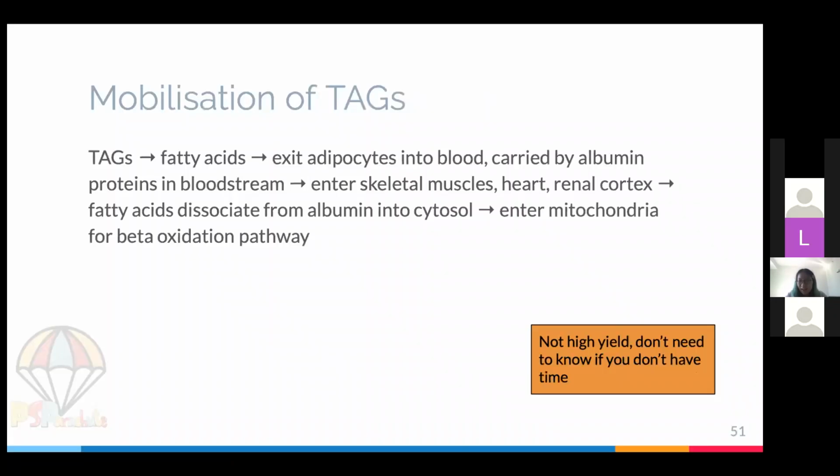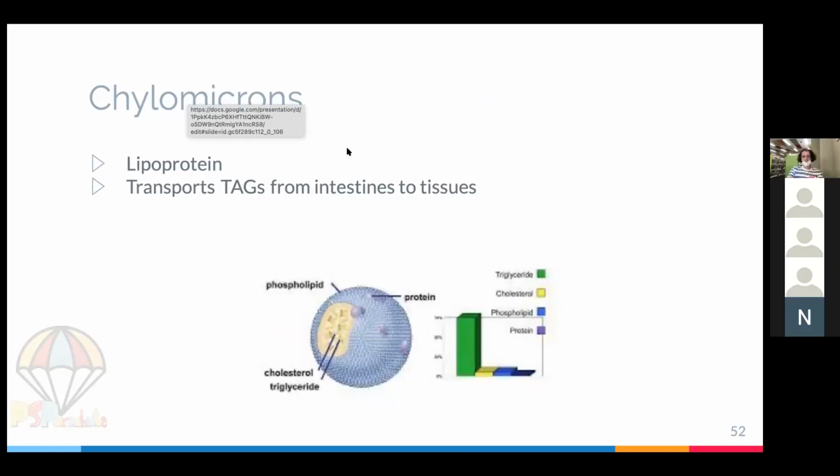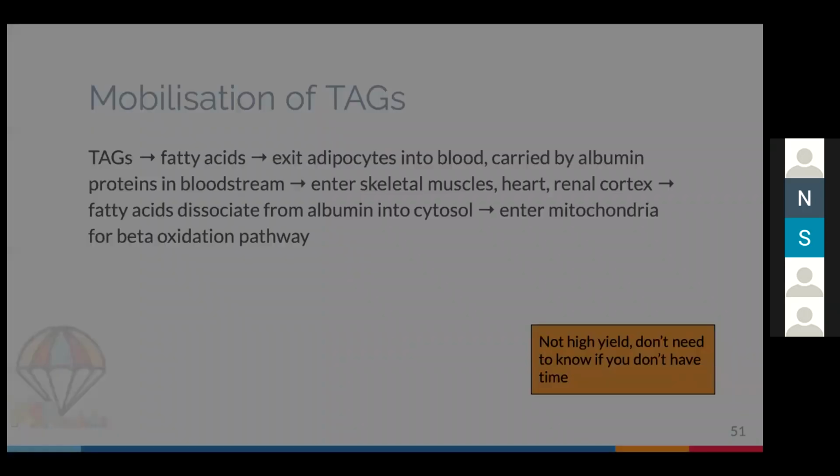Again, it's not high yield, doesn't really matter. I'll just touch on a bit about chylomicrons. Again, next week you will learn more about this, but this is what's called a lipoprotein, and its job is just to transport the lipid from the intestine to tissues.